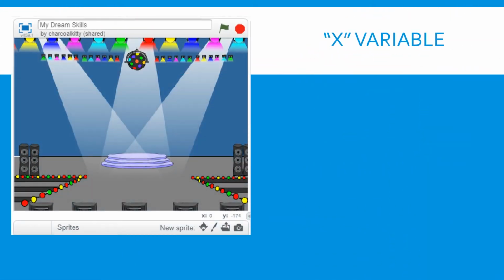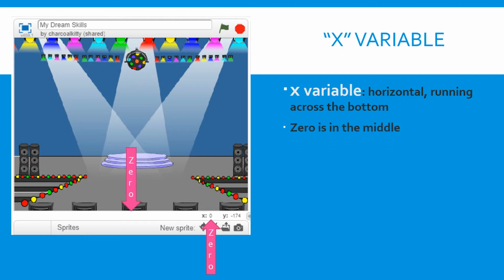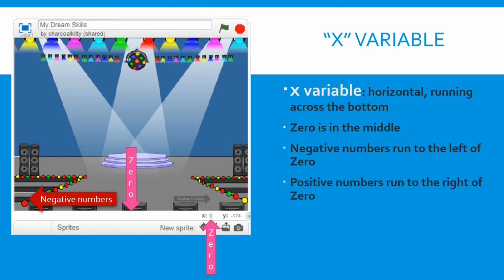X variable. To read your screen when you're trying to get your character to move, you have the X and Y variable. The X variable runs horizontally across the bottom. The 0 is in the middle. And if you look at the bottom right, you're going to see X equals 0. The negative numbers run to the left, and the positive numbers run to the right.